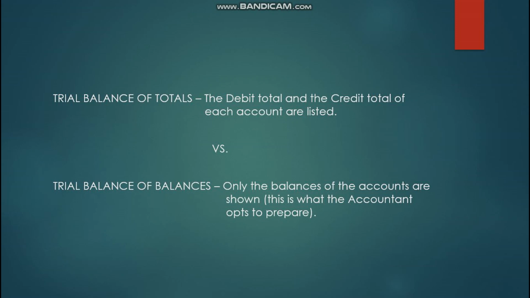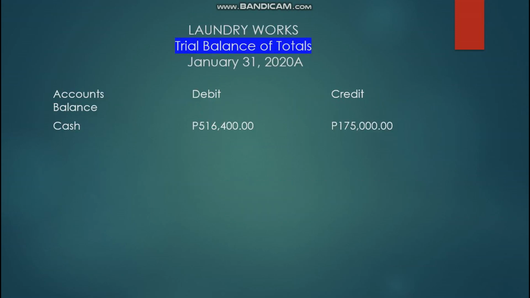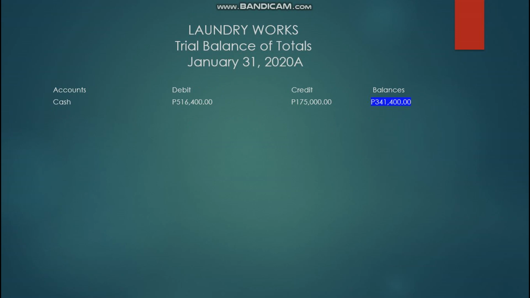Let me explain. So, as per our trial balance of totals, the total debit for cash is 516,400 and the total credit is 175,000. This means that for the month of January, there was a total increase in cash of 516,400, but there was also a decrease in cash of 175,000 pesos. So, how much therefore is the actual available balance of cash as of January 31, 2020? Well, the answer is 341,400. This net balance here is called the trial balance of balances.